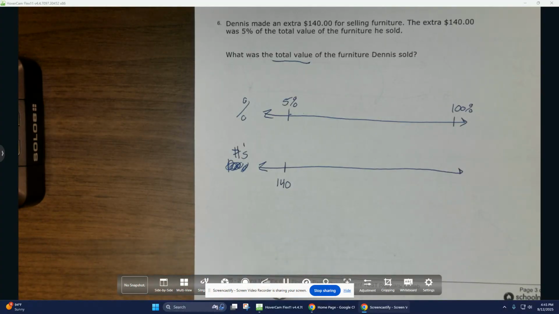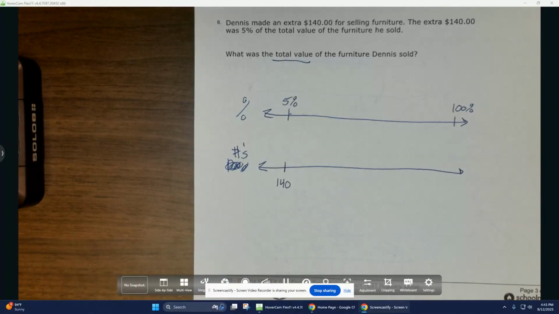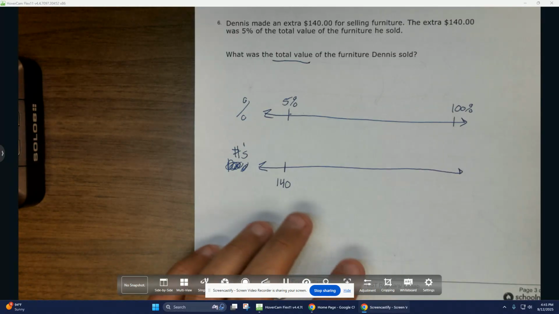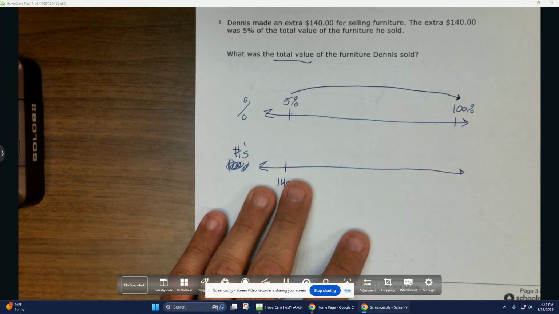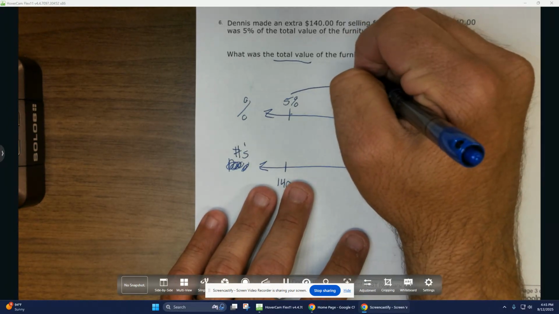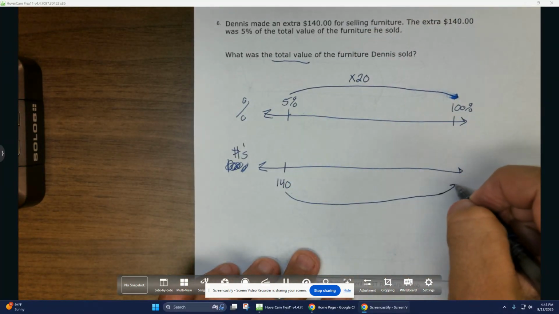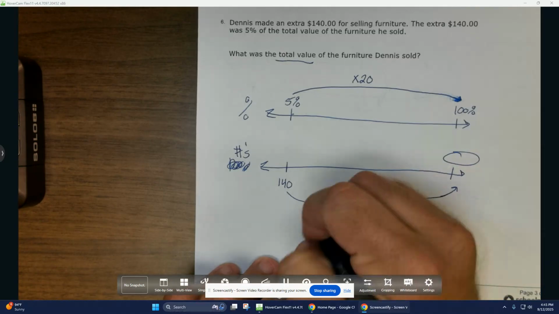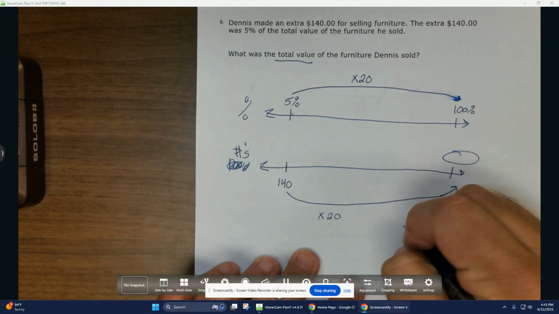Or you can look for a scale factor. Can 5 go into 140 evenly? Yes, it can. It would be 18 times, which some kids struggle with. But most kids are pretty good with how many $5 bills to give you $100? Well, that's 20. So what's 140 times 20?